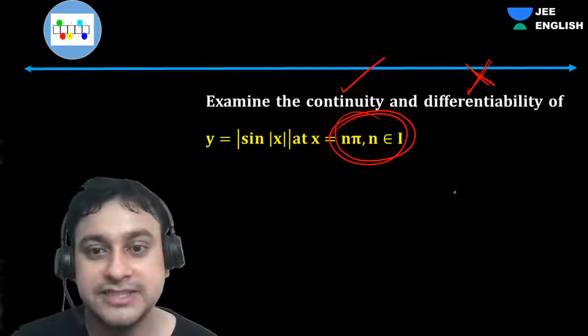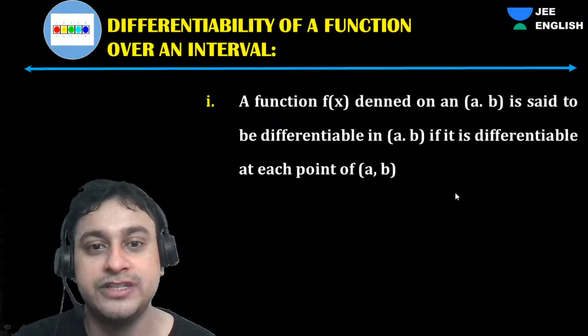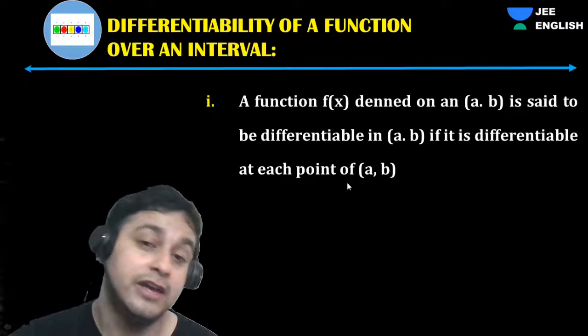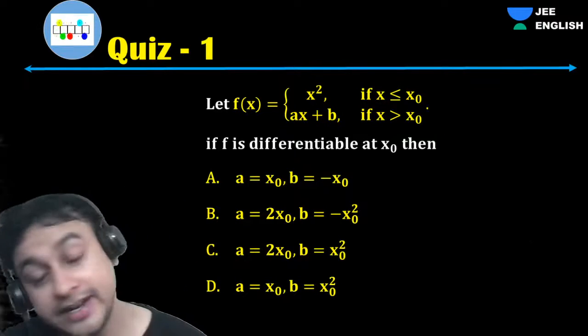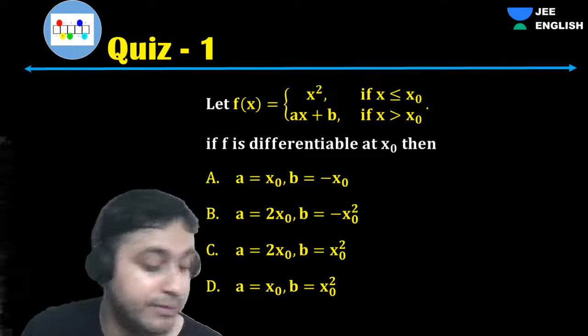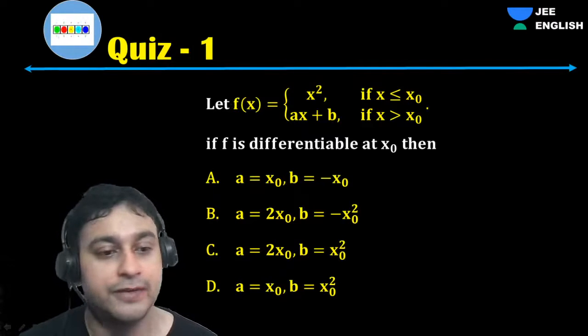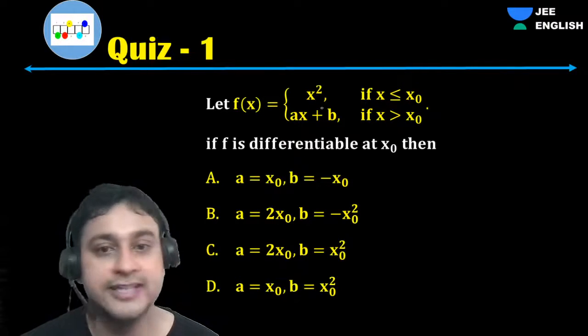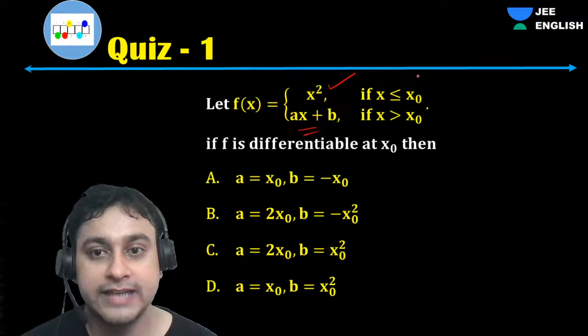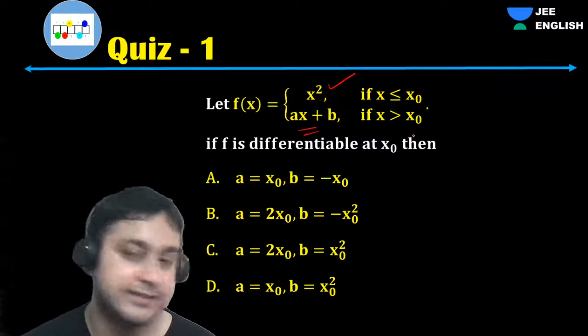Okay, chalo guys, we'll take up a very good question today, and then tomorrow onwards we'll move ahead with questions on the interval and some standard problems asked in mains and advanced. So guys, this is the function f of x. F of x is x square for x less than or equal to x naught, and ax plus b for x greater than x naught.